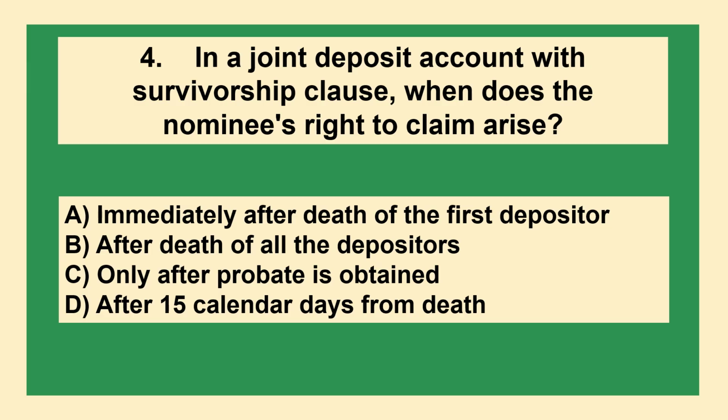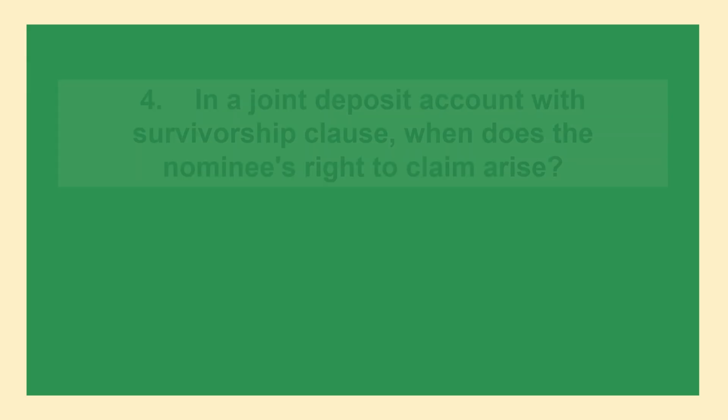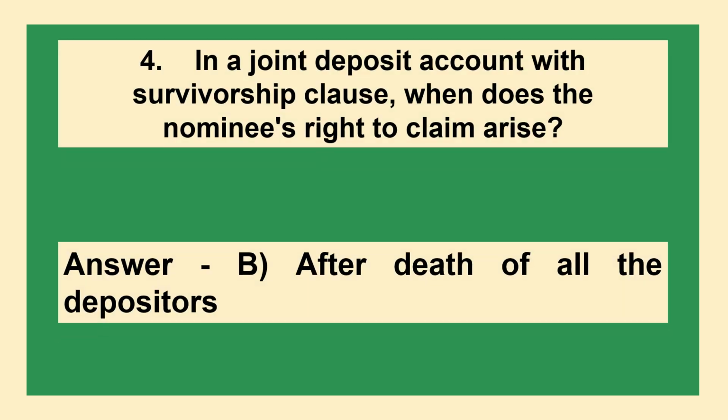In a joint deposit account with survivorship clause, when does the nominee's right to claim arise? Option A immediately after the death of the first depositor, B after death of all the depositors, C only after the probate is obtained, D only after 51 calendar days from death. The answer is option B, after death of all the depositors.